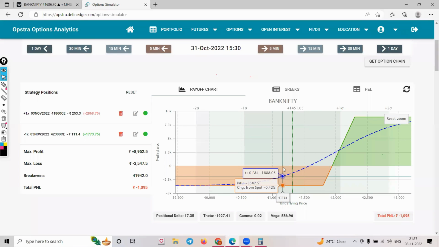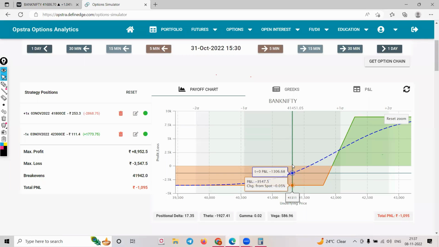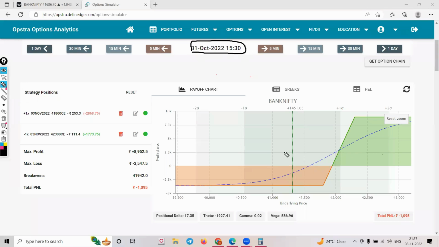Your view was the market will go up, but for the first 3 days the market is static. Now there will be only two takeaways. This is very critical. You are on Monday, end of the day. The market was staying at the same position for 3 days. There are only two takeaways.